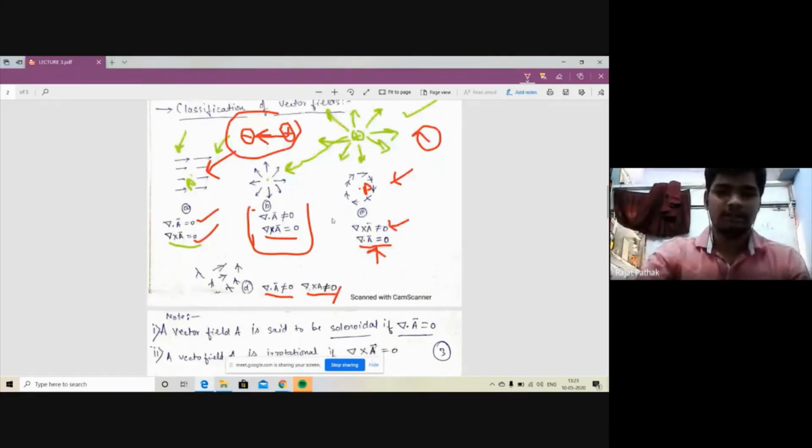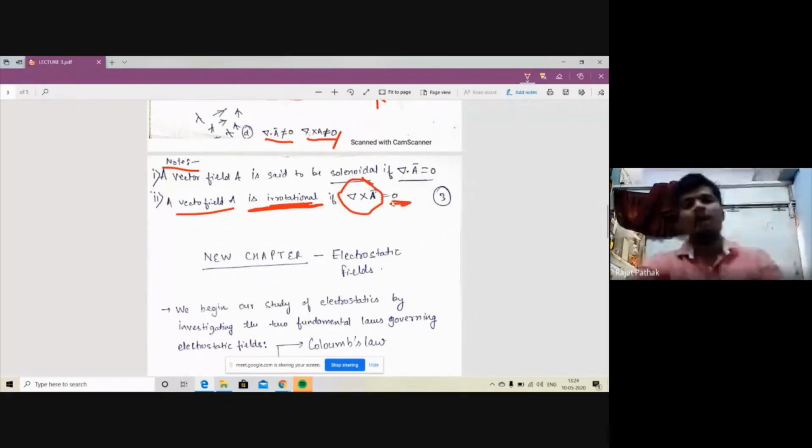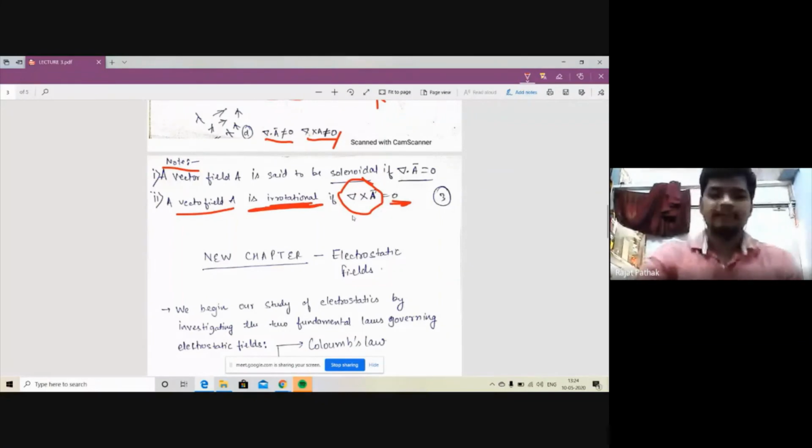These are the notes. Please consider these notes. The first note is there. A vector field A is said to be solenoidal if del dot A is equal to 0. Meaning if the divergence of the field is 0, then the field is said to be solenoidal. And the second point: the field A is said to be irrotational if the curl of A is equal to 0. Meaning if the curl of vector A vanishes, then we can say the field A is irrotational.